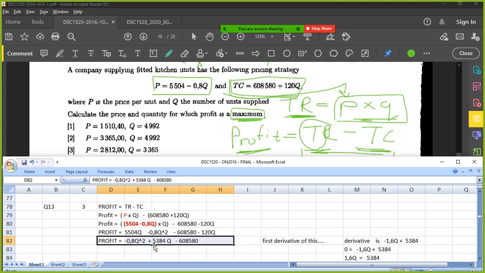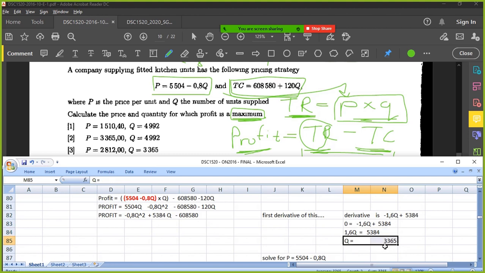Once you've got that, then you need to find the derivative. So negative 0.8q squared, the 2 gets multiplied in, so you get minus 1.6q. Obviously the q falls away and you've got 5384. Then you've got that, and then you solve for q. Q comes out to 3365.